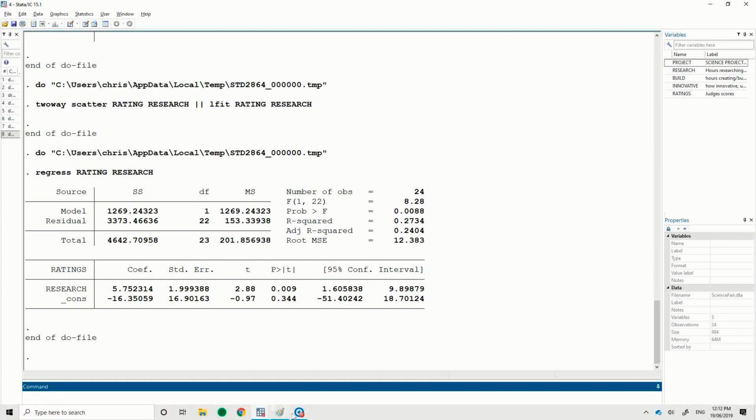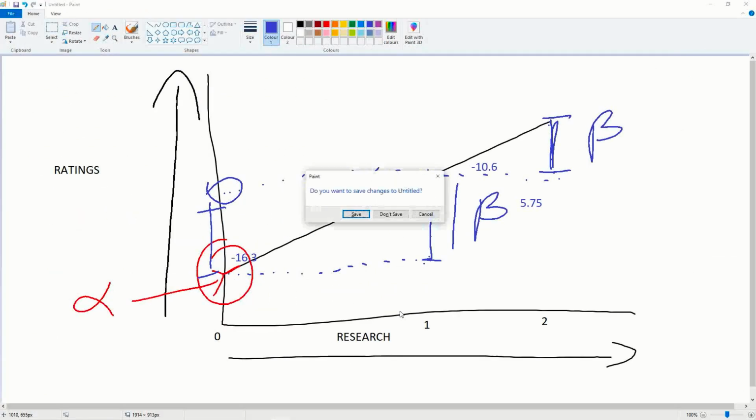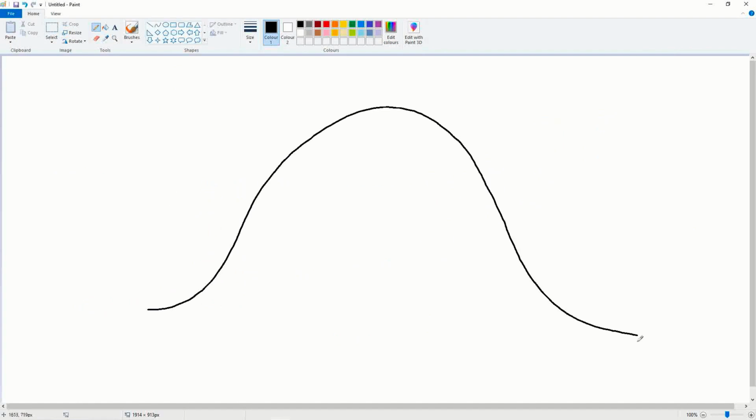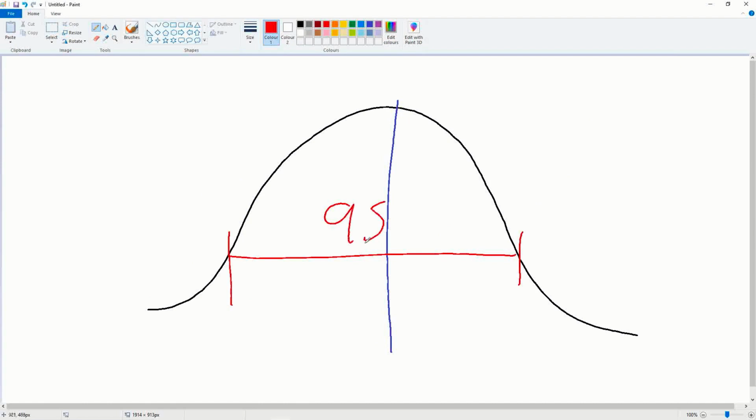So if I was to draw it, here's my distribution. Let's say this is my middle point. The confidence intervals are going to effectively represent 95% of the distribution in the middle point of it.